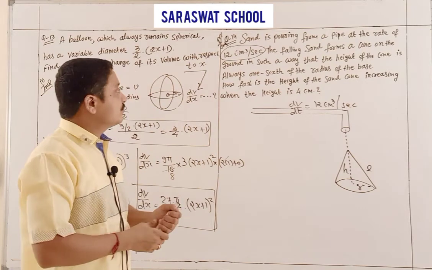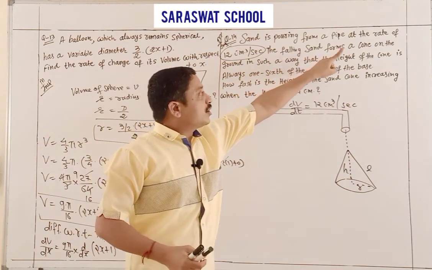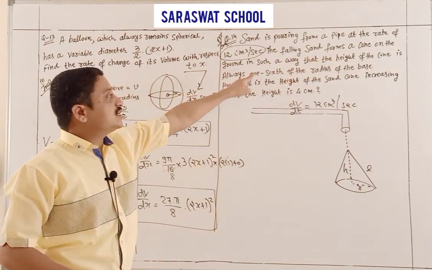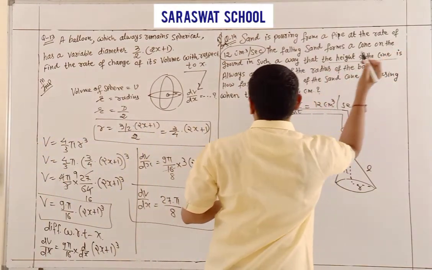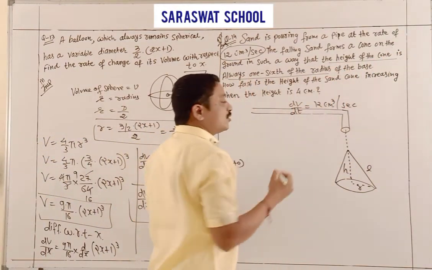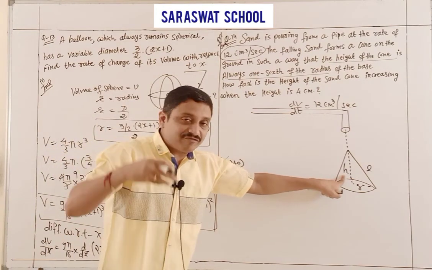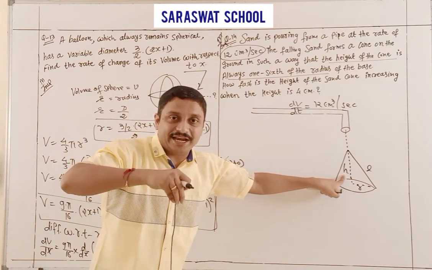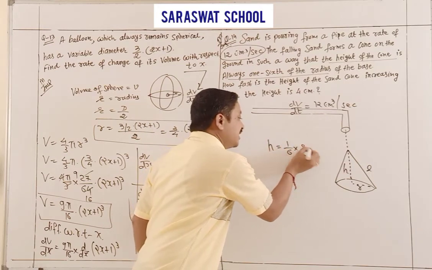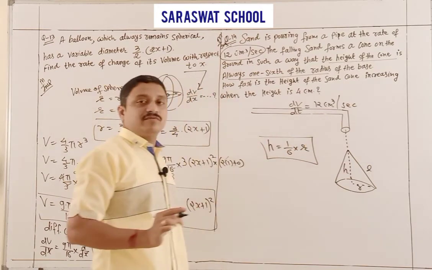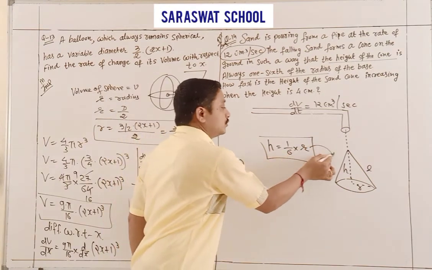Now for the rate, the falling sand forms a cone on the ground in such a way that the height of the cone is always 1/6 of the radius. Means after falling, the cone's sand height is always 1/6 the radius. This is given for this cone.